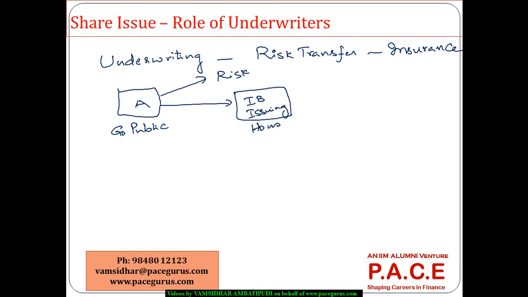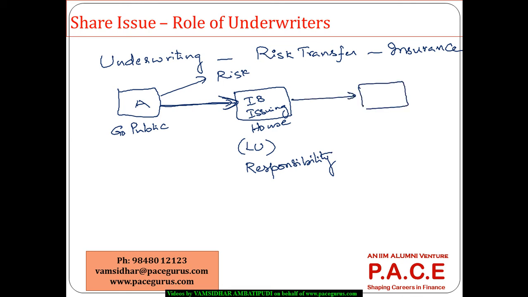Now, this issuing house or the investment bank becomes the lead underwriter for this issue. What is the role of this lead underwriter here? It will buy all the shares of A, and it takes the whole and sole responsibility. It's not just acting in an advisory role, but it is taking the whole and sole responsibility in terms of selling the shares to the public.